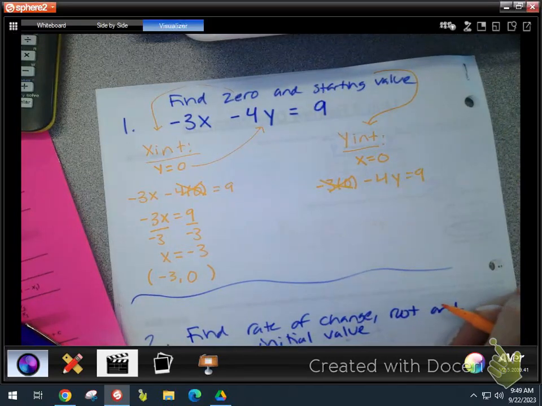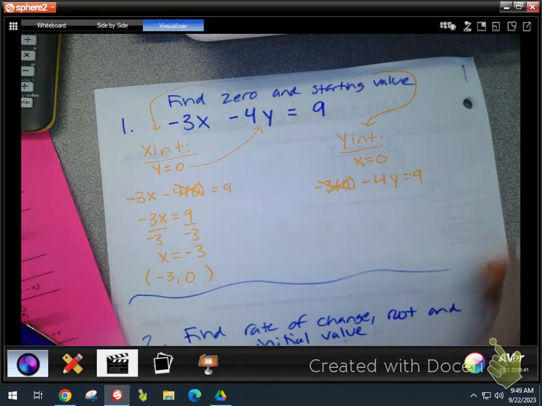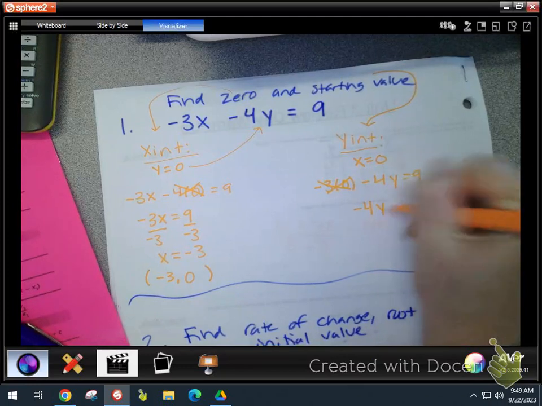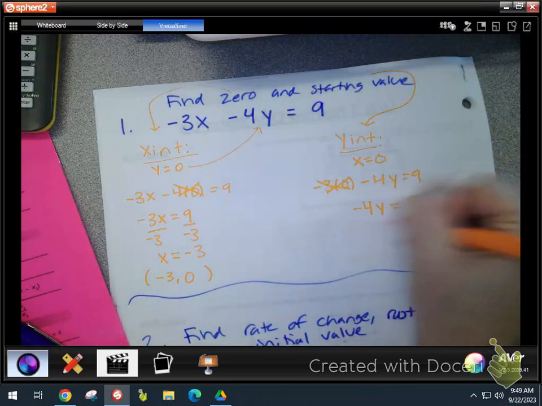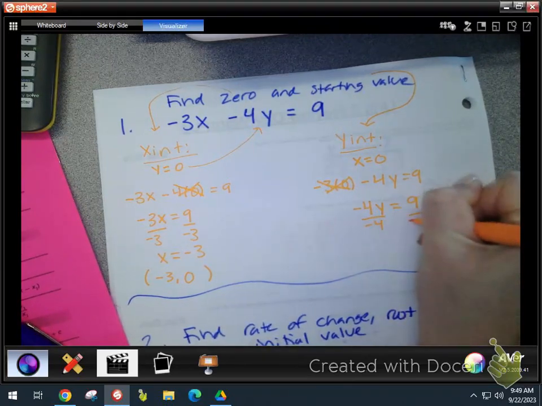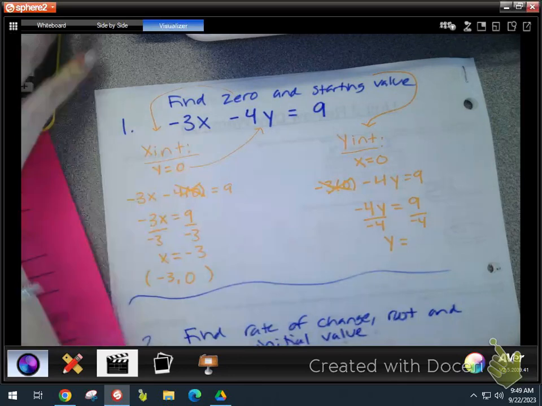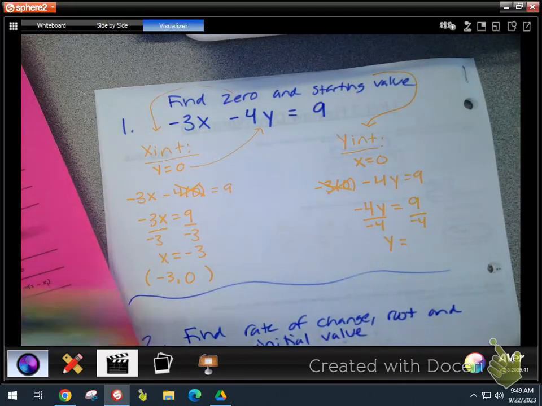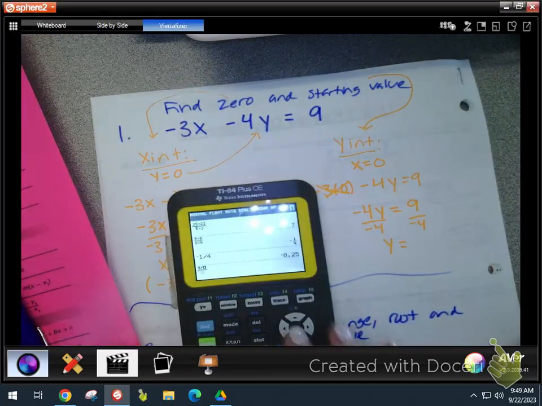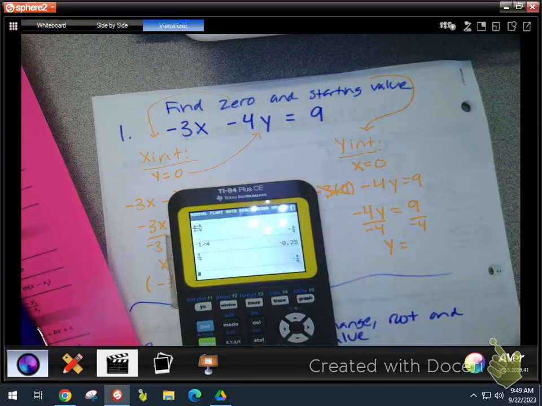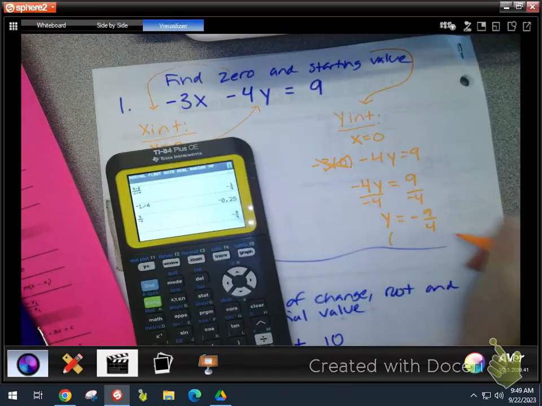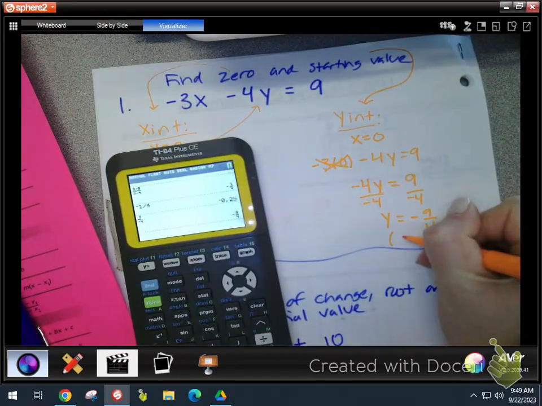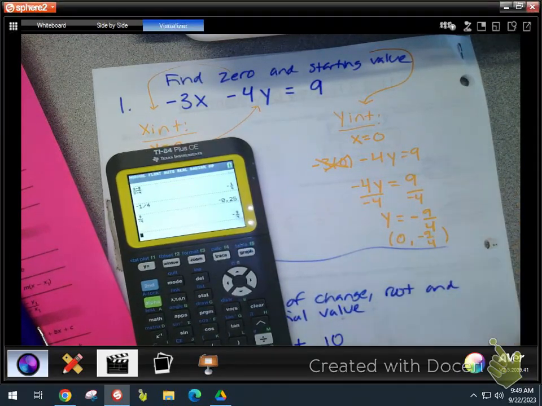Bye-bye. Don't lose that minus sign. That minus sign is telling you that the 4 is what kind of number? Negative. So what are you actually going to divide by? Negative 4. Does 9 divide evenly by negative 4? No. 9 over negative 4 is just negative 9 over 4. As an ordered pair, what's your y-intercept? 0, comma, negative 9 over 4.